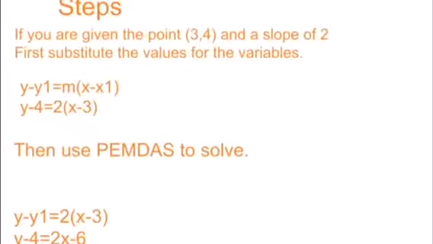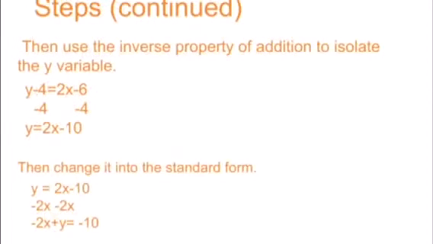The first and second step to solving these: first, you substitute y1, x1, and m for the point and the slope. Then you use PEMDAS to solve, so you're getting rid of the parentheses. Then you use the inverse property of addition to isolate the y variable. Then, after you have that done, you just change it into standard form.